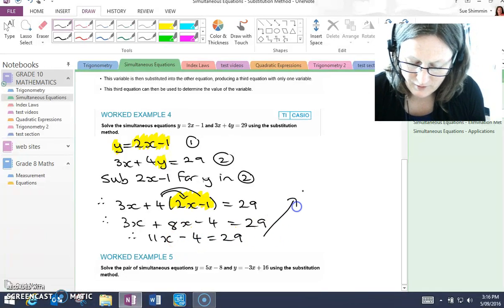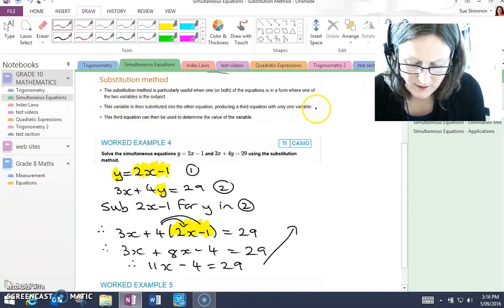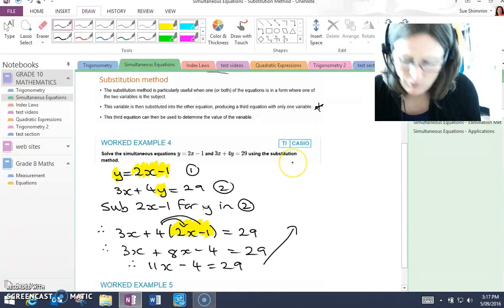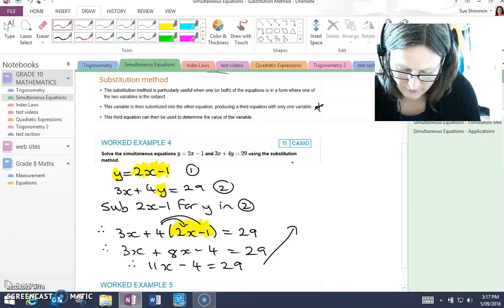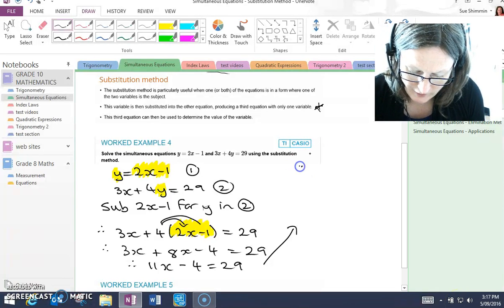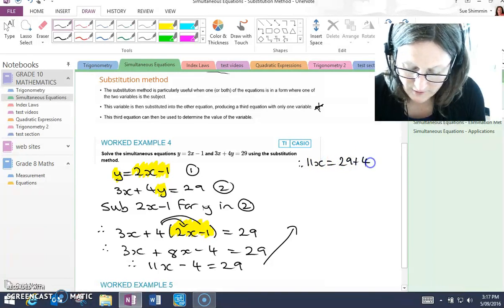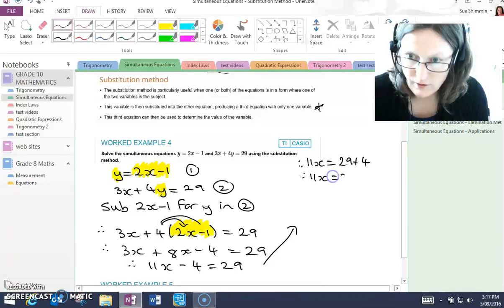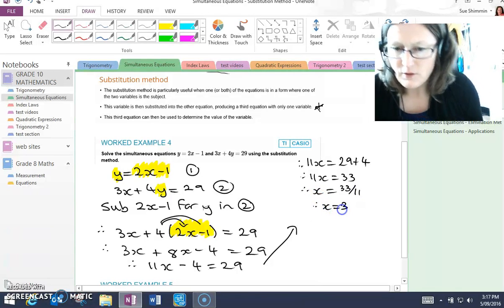I'll go up here, I haven't left enough space. You can see that what it said above, this variable is then substituted into the other equation, which is what we did here, producing a third equation with only one variable. We've only got one variable now. So we then use our knowledge of equations. I'm going to add 4 to this side. So 11x is 33. I'm going to divide by 11. So x is 3. So we're halfway there.